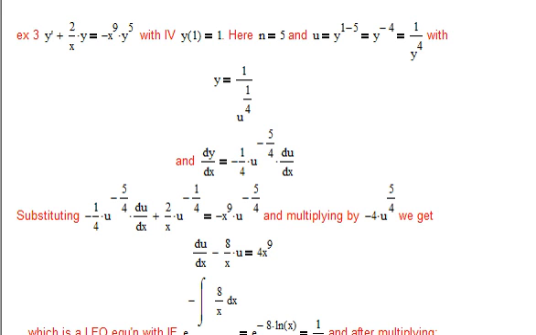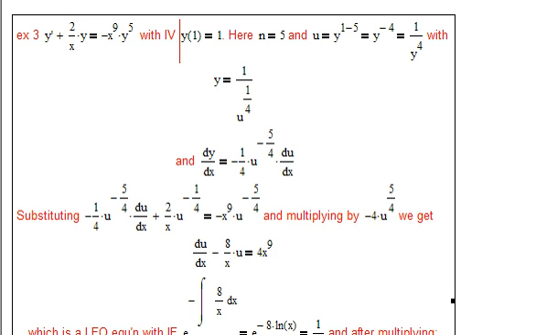Now here's a wild and woolly Bernoulli. I'm so ready. Great. See, y prime plus 2 over x times y equals negative x to the 9th, y to the 5th. Ooh, y to the 5th. Anything other than 0 and 1 there, and it is a Bernoulli. So we also have an initial condition: y of 1 equals 1.